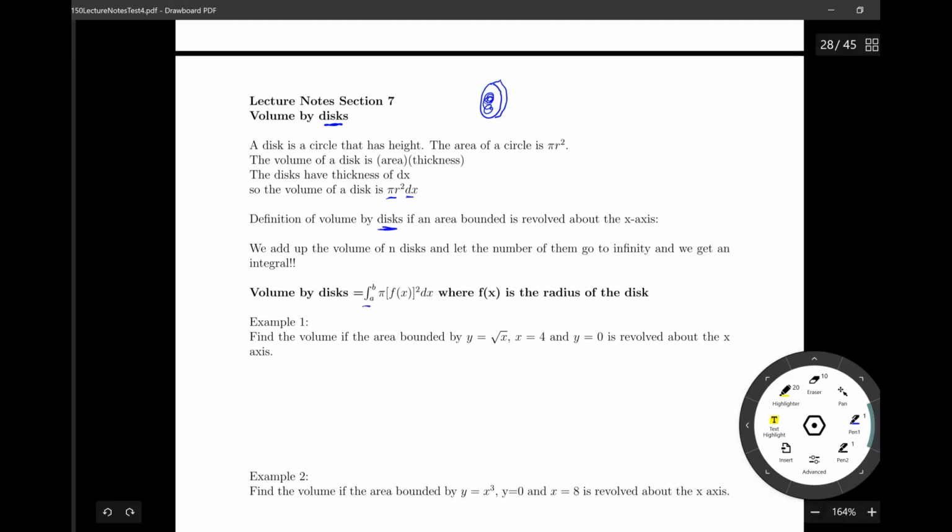So there's our pi radius squared. This is where we'll be putting in the radius. And then dx, we'll talk about how we get the dx integration as we move along.